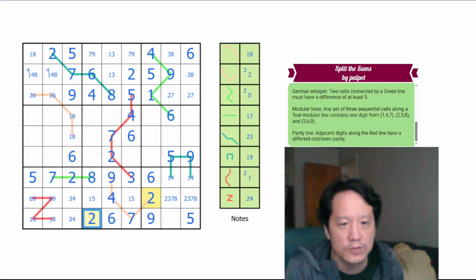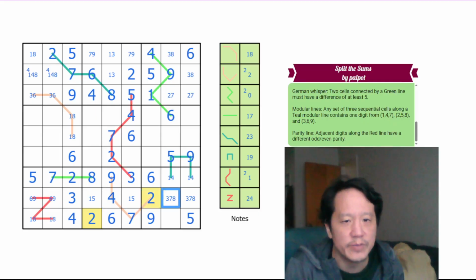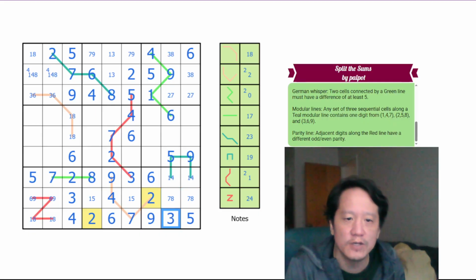So these are 2. That eliminates 2 here. No 2 here, no 2 here. 4 eliminates 4 here. So this is 3, this is 4. 3 eliminates 3 in the rest of row 8. So this is 7, 8 as a pair, which eliminates 7, 8 in the rest of the box, so this must be 3. So we have 3 here, which eliminates 3 in the column, so that's 8 and 3.